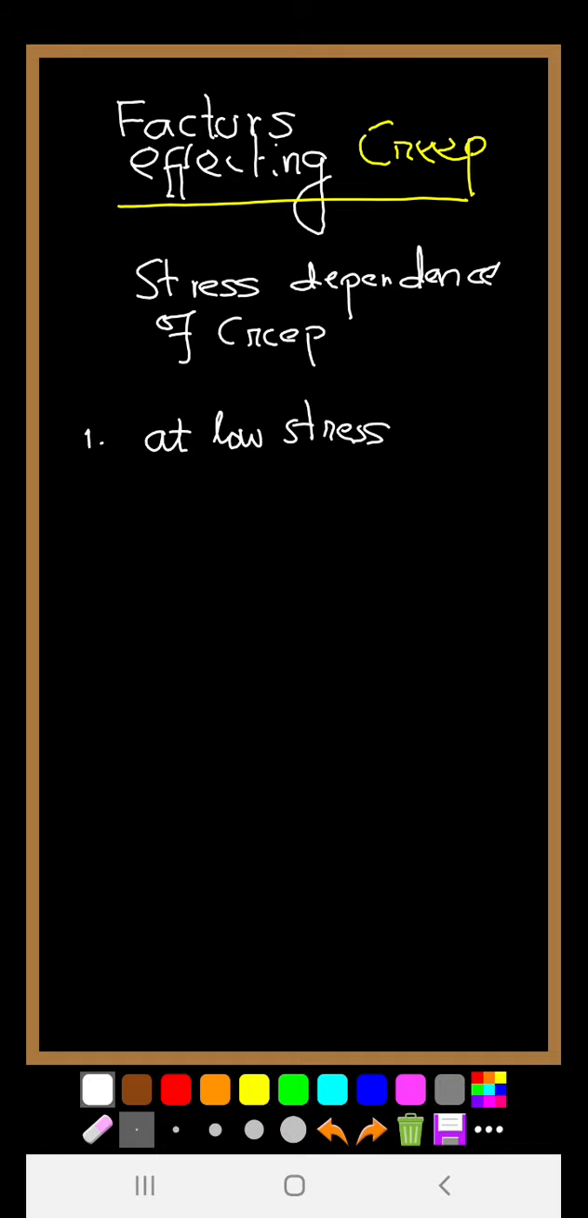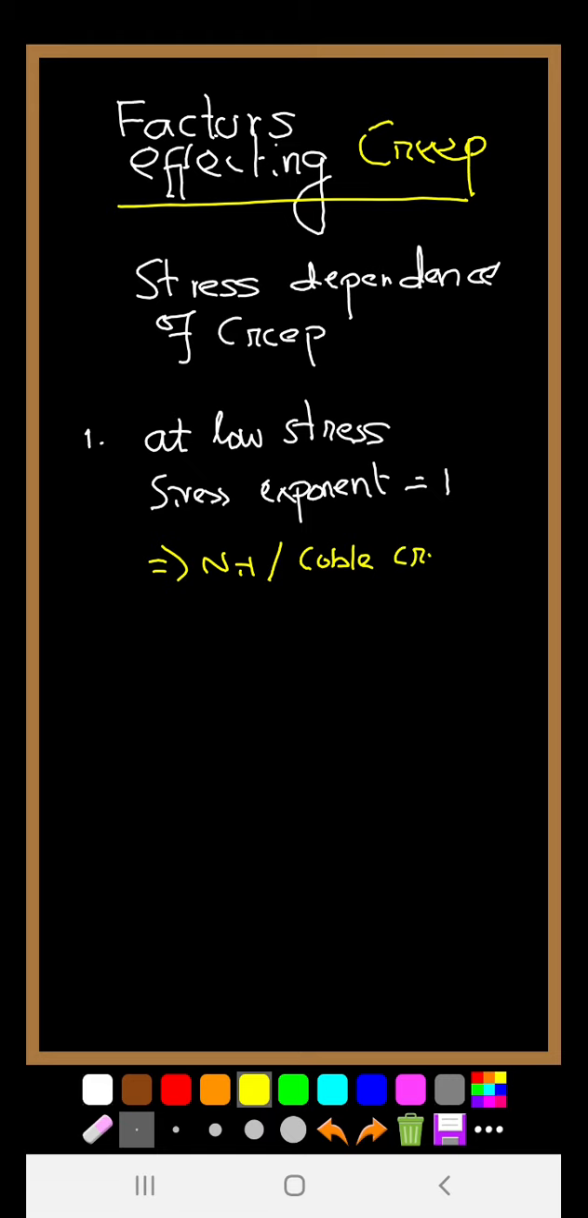Consider that low stress where the stress exponent is equal to 1, so it leads to NH or Coble creep.